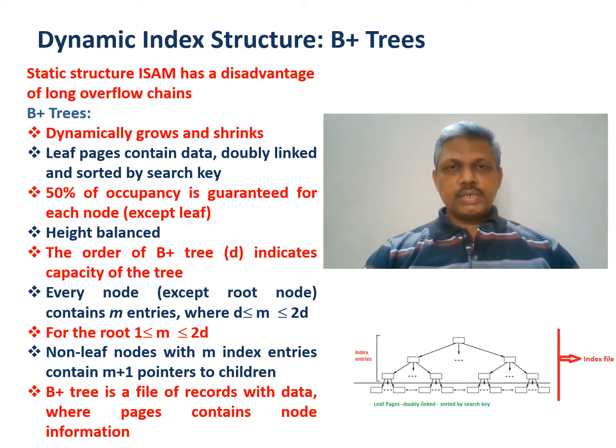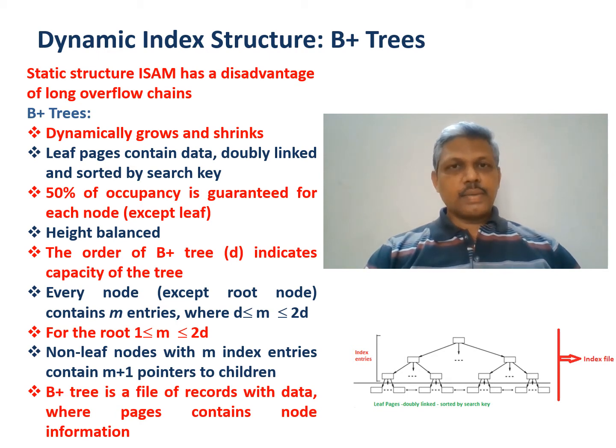A B+ tree is a special kind of tree with certain restrictions. Basically, it's a height balanced tree, and it is decided with a parameter d, which indicates the capacity of the tree. Every node contains m entries, where m lies between two bounds of d and 2d. Suppose I take the capacity parameter d as 2, then every node should contain a minimum of 2 entries, and a maximum of 4 entries can be there.